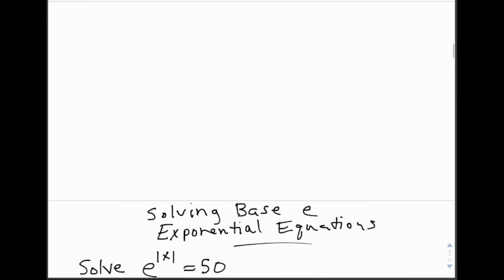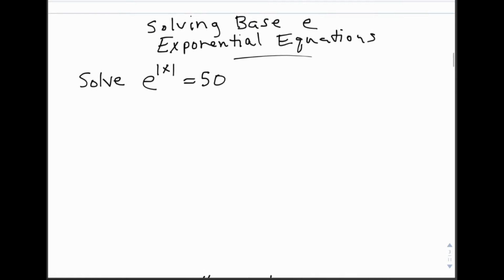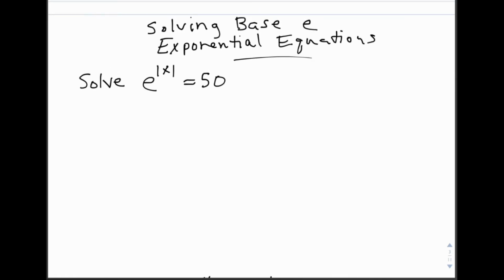Okay, so now we can go ahead and look at solving base e exponential equations. So solving base e exponential equations, what do we have for our first example? Well, we have e raised to the absolute value of x, and that's going to be equal to 50. So let's go ahead and again try to use that property of logs to get a natural log or a log on both sides. So let's rewrite our original here.